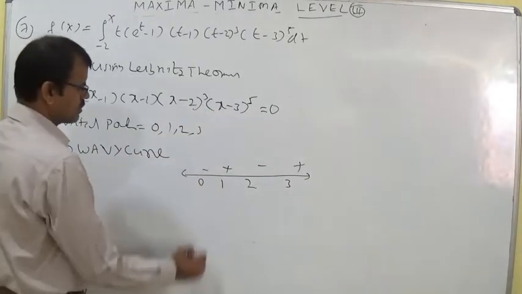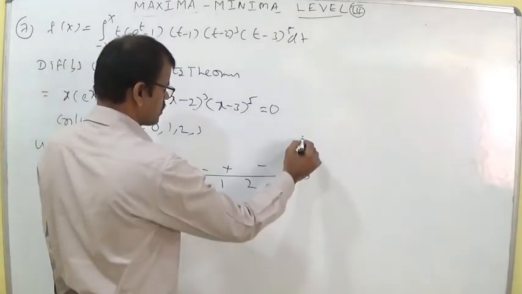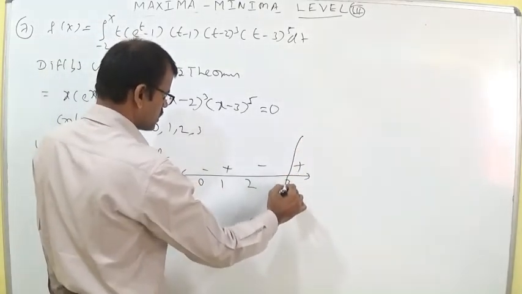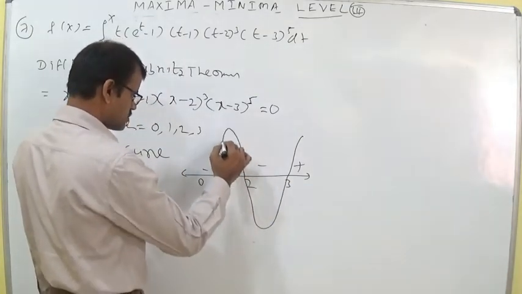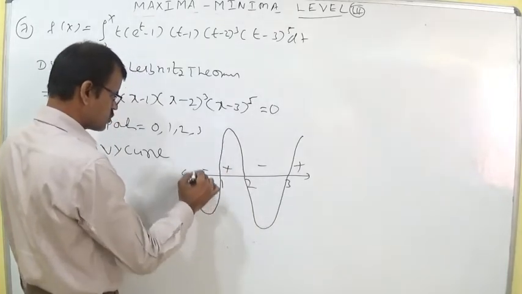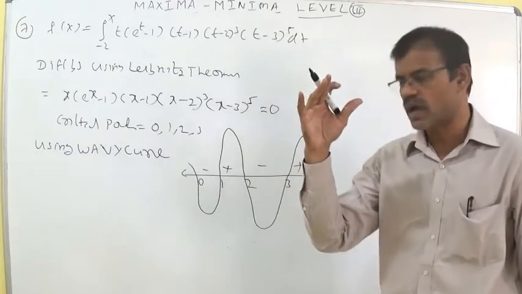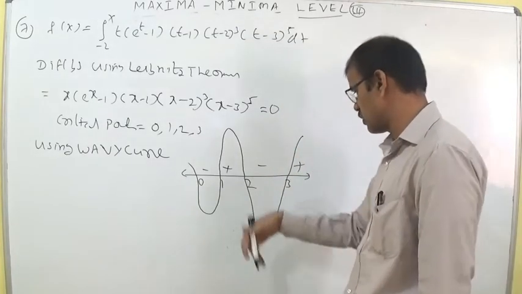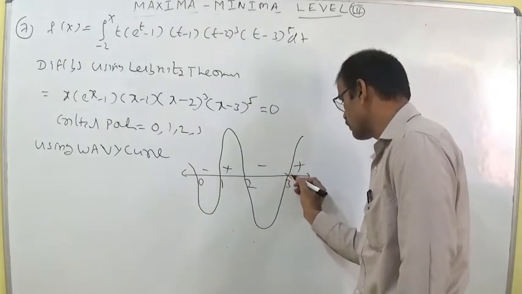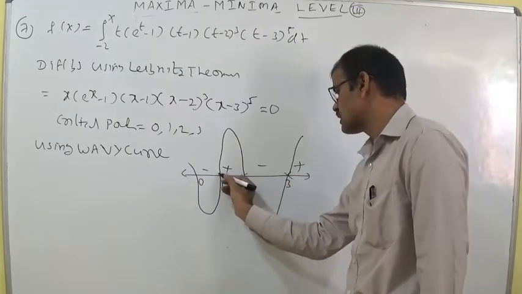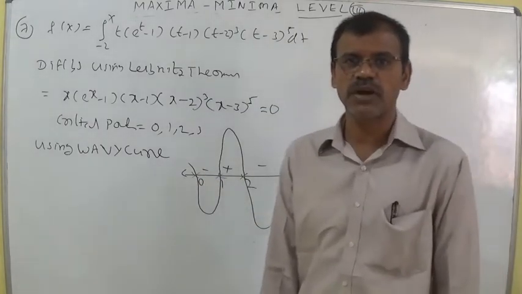Next, the position is negative. So the graph may be like this: this is the positive side, going from positive to negative like this, and this is the negative side. Wherever the graph is going upwards it is max, and wherever the graph is going downwards it is min. Wherever the graph is changing or turning, that point, as we already said, is a point of inflection.